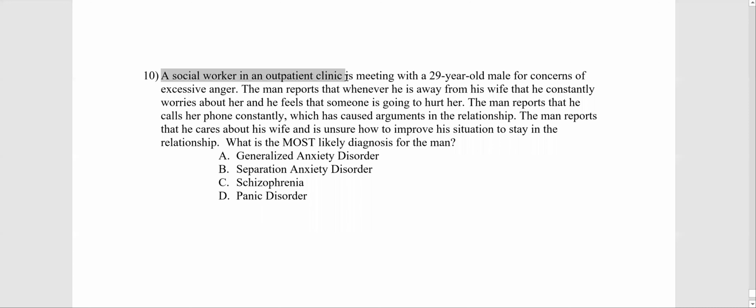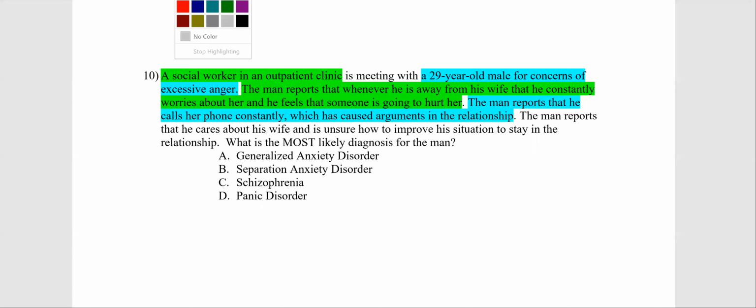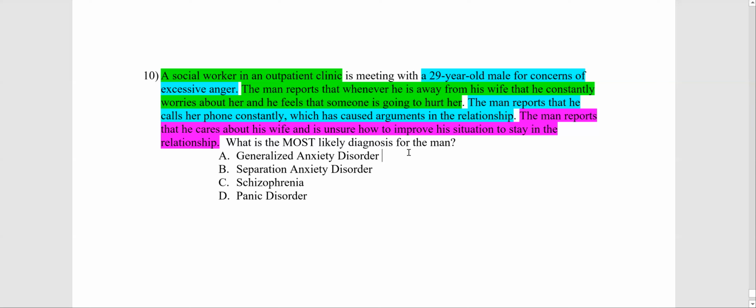We're a social worker in an outpatient clinic. We're meeting with a 29-year-old male for concerns of excessive anger. The man reports that whenever he's away from his wife, he'll constantly worry about her and he feels like someone's going to hurt her in some way. And the man reports that he calls her phone constantly, which has caused arguments in the relationship. And the man reports that he cares about his wife and is unsure how to improve his situation to stay in the relationship. So let's break down each diagnosis, compare it back to the question, and see what we are looking at.